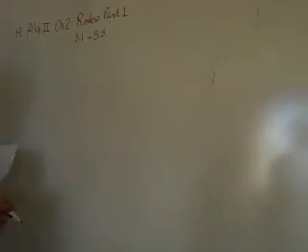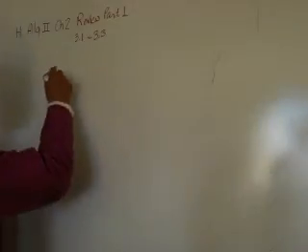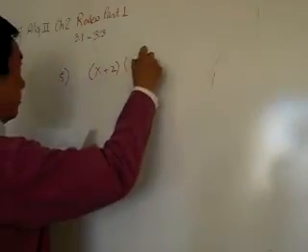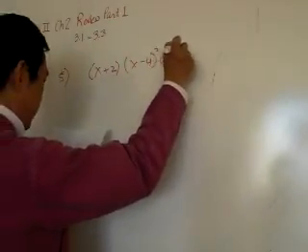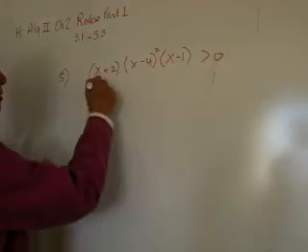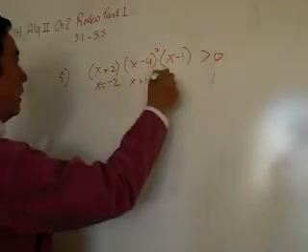The last question that I have for part A is number 5. X plus 2 times x minus 4 squared times x minus 1 is greater than 0. Well, we find the roots first. X equals negative 2, x equals 4, x equals 1.